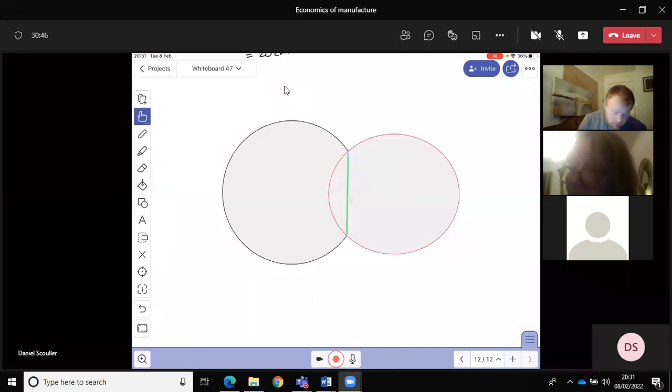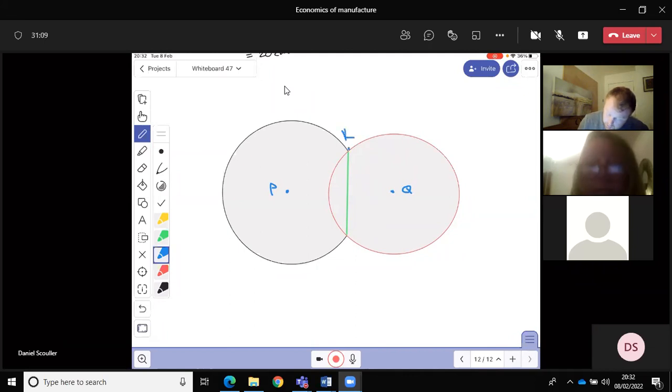They'll give you that length, and you might name that. Okay, and they'll give you where the centres of those circles are. Okay, and they'll give you some letters. P, Q, R, S.